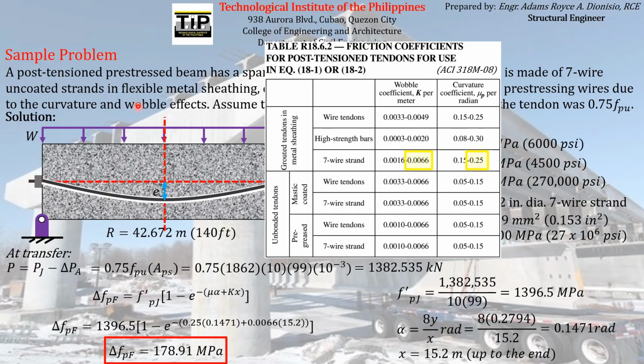So this means that for a post-tension pre-stress beam, we can expect that there will be a pre-stress loss with a magnitude of 178.91 megapascal that will be experienced by the pre-stressing reinforcement due to the occurrence of friction between the pre-stressing reinforcement itself and the surrounding concrete duct.